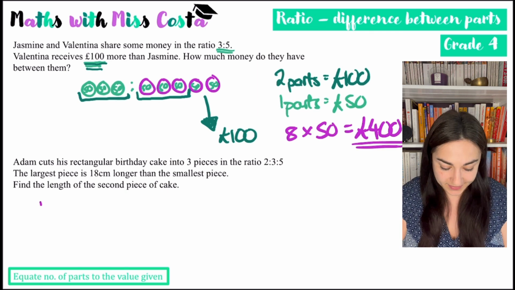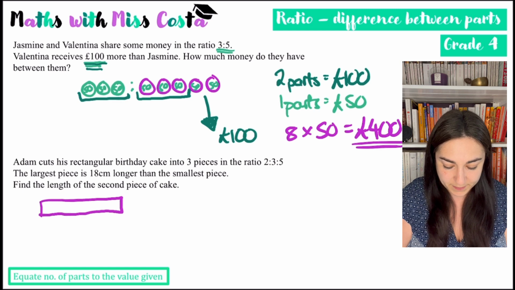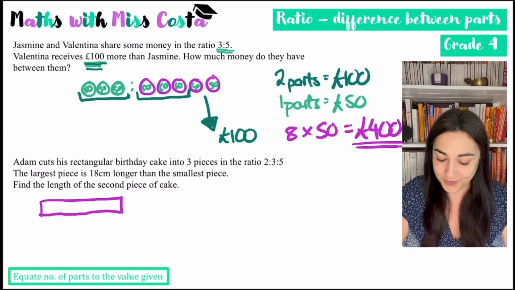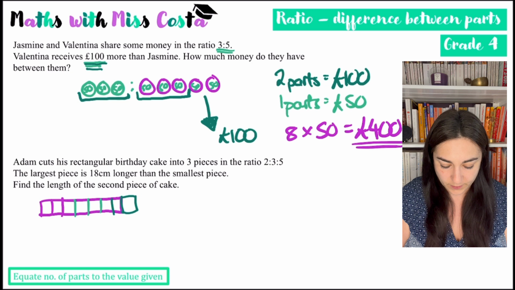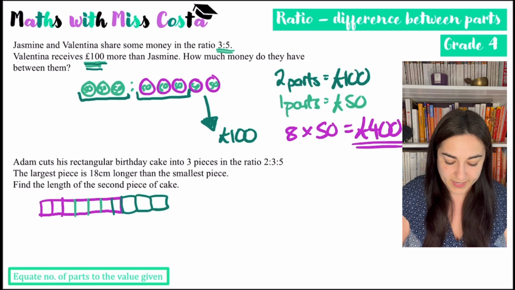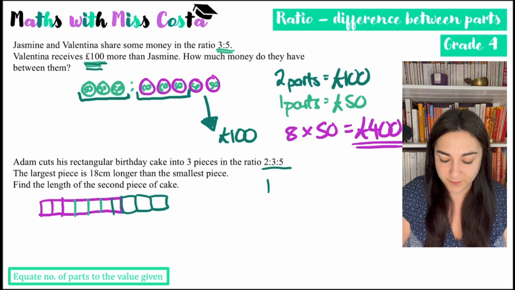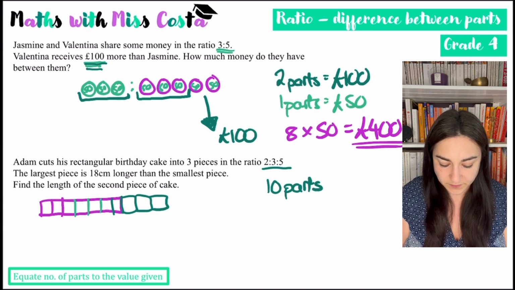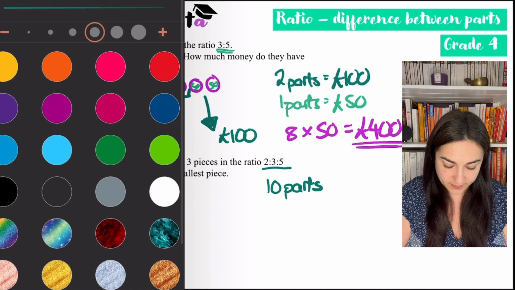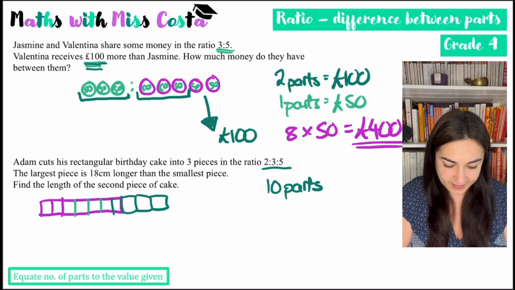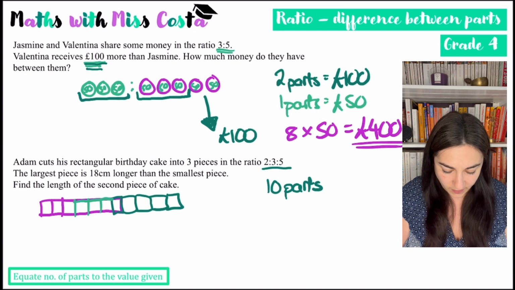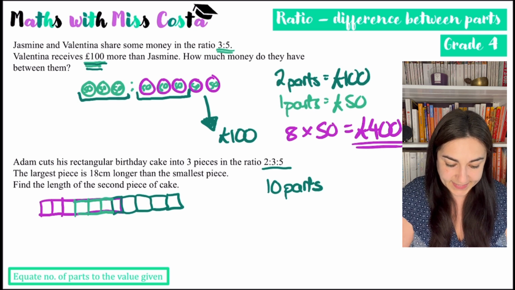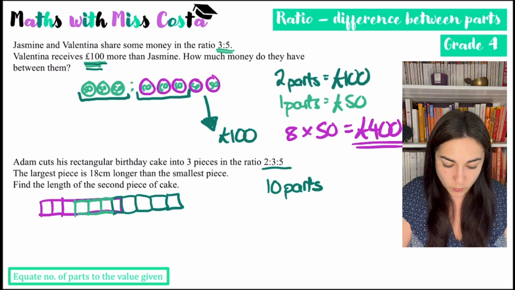Similarly, Adam cuts his rectangular birthday cake into 3 pieces, into the ratio 2 to 3 to 5. So 1, 2 parts, 1, 2, 3 parts, and then 1, 2, 3, 4, 5. Okay, so in total, 2 plus 3 plus 5 is 10 parts. Now, the piece of information I've been given, so have I drawn enough parts? That's 1, 2, 3, 4, 5, missed one. So the largest piece is 18 centimeters longer than the smallest piece.